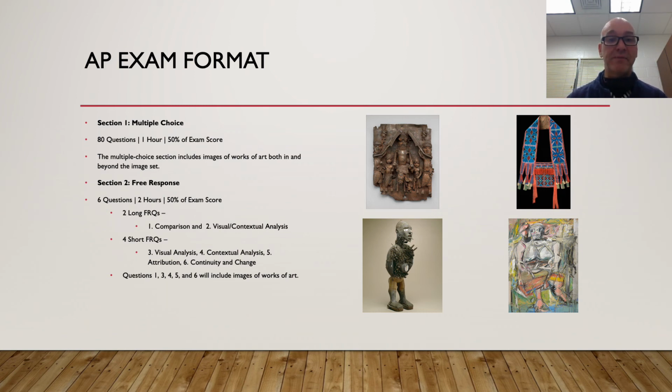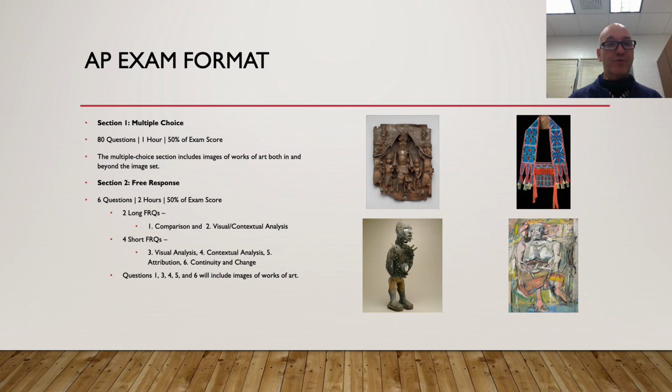Some of those are going to be from the image sets. Some of them are just rote memorization. Some of them are going to be images that you may not have seen, but are tied to an artistic tradition within the image set. The second part is 6 essays or free response questions. You'll have 2 long FRQs, one on comparison and one on visual and contextual analysis, and then 4 short FRQs, which take about 15 minutes each. Those cover visual analysis, contextual analysis, attribution, and continuity and change for those images.